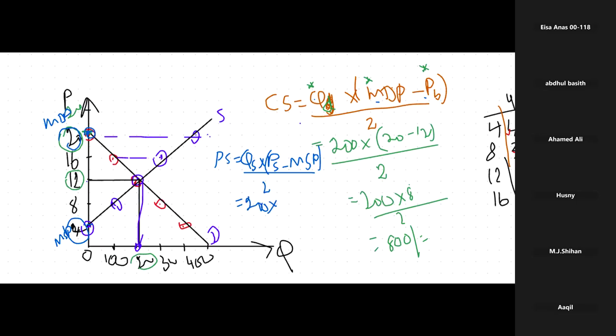QS is 200. Seller's price, again I am reminding you all, is the equilibrium price for producer surplus. Equilibrium price is both the buyer's price as well as the seller's price. So it's 12 minus minimum supply price. Minimum supply price is 4, over 2. So 200 into 8 over 2. This also comes equal, but not always equal. So producer surplus is 800. Understood?